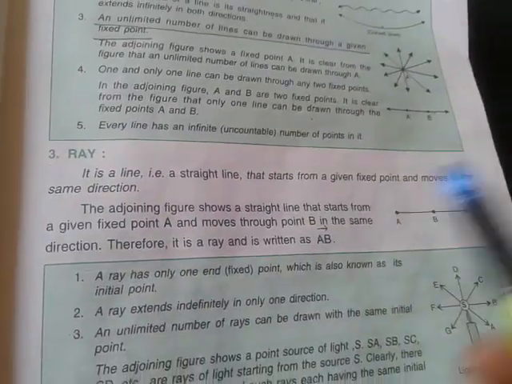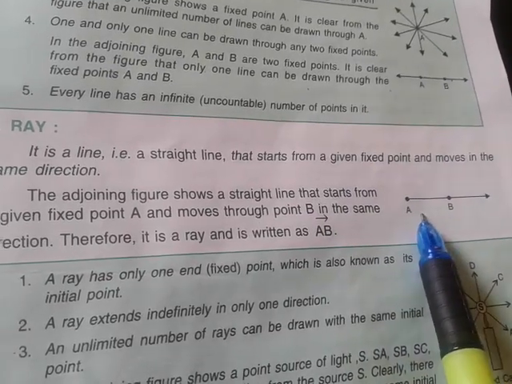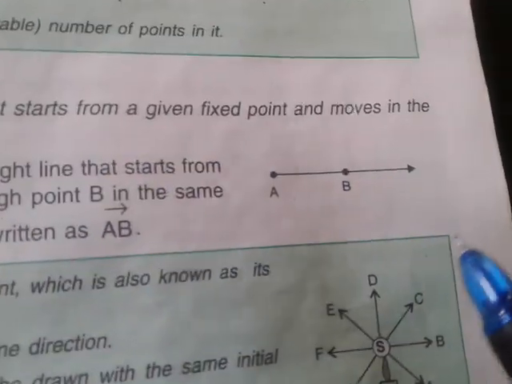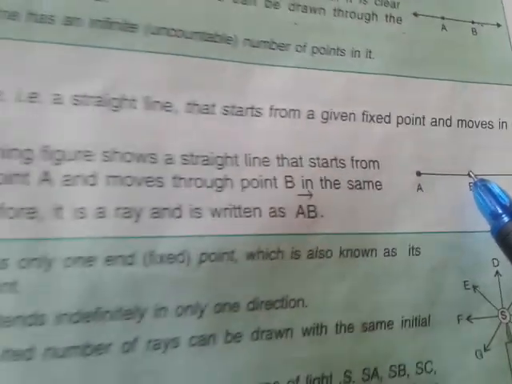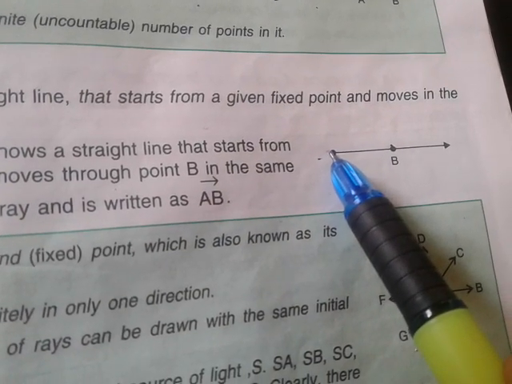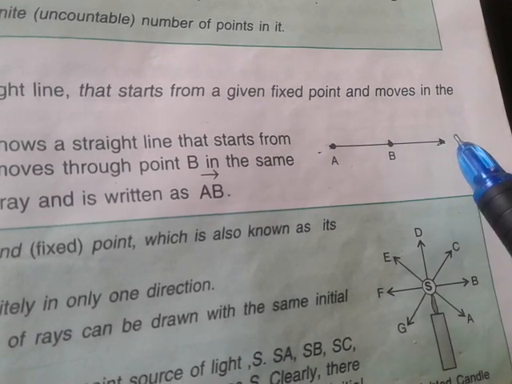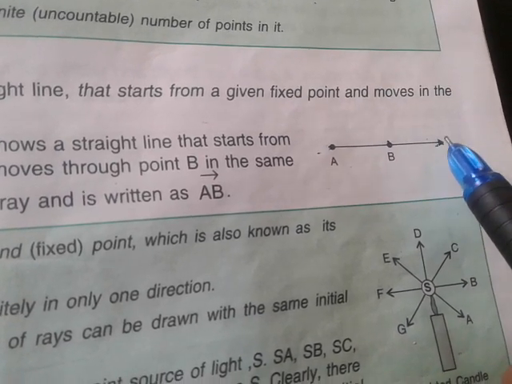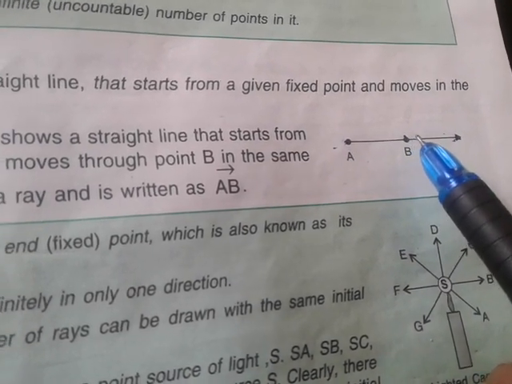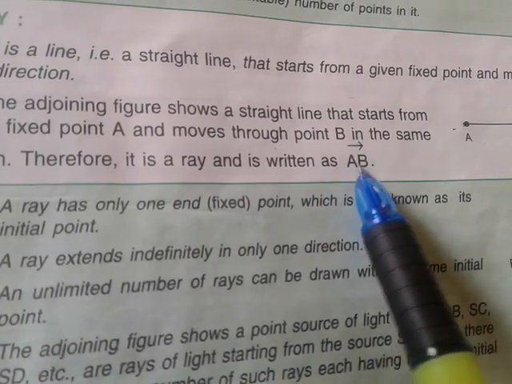Okay, so let's see ray. It is a straight line. So when I say line, you know now it's always a straight line. A ray starts from a given fixed point and moves in the same direction. Means what? Sorry, this is a ray. So from here it starts, this is the starting point and this is the extending point. One arrow means this ray can be extended in this direction. It can't be extended in A's direction, but it can be extended in B's direction. Okay, so that is what a ray is, and it is represented this way. Ray AB. This is read as ray AB.